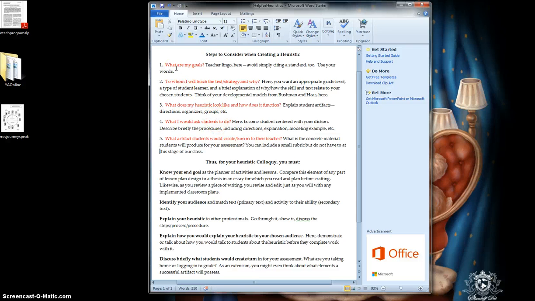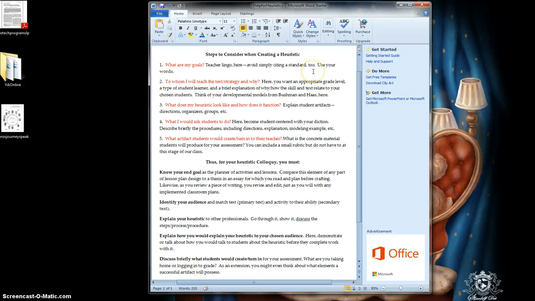Thinking about teacher lingo here, avoid simply citing a standard. Use your words here. So what are your goals as a practitioner of English and language arts? This is sometimes called backwards design, so that a teacher, when planning, clearly understands that they want their student to accomplish certain things, but they're moving towards that in daily lessons, right? So you don't come in all of a sudden and say to your students, this is the ideal text I'd like you to accomplish. You might say that to yourself, but you would never do it to students. Think about your end goals.